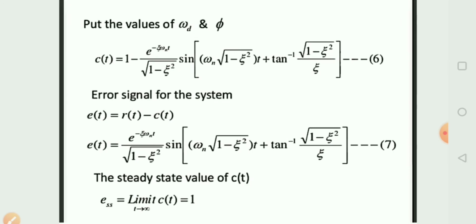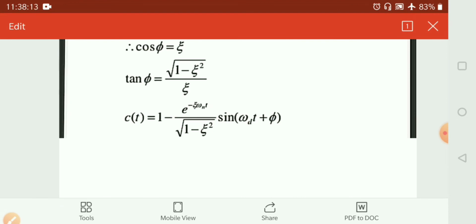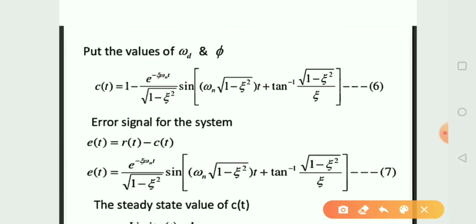Now if we put the value of omega d and the value of phi here, we get omega n under root of 1 minus zeta square into t. And here phi means tan theta equal to under root of 1 minus zeta square over zeta. If we calculate phi, it is tan inverse of under root of 1 minus zeta square over zeta. So this is our final equation.